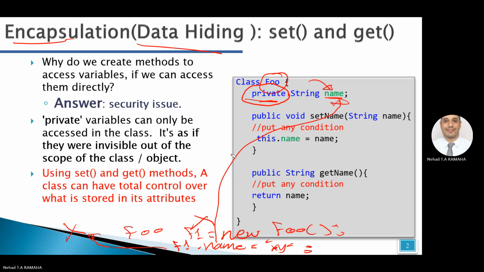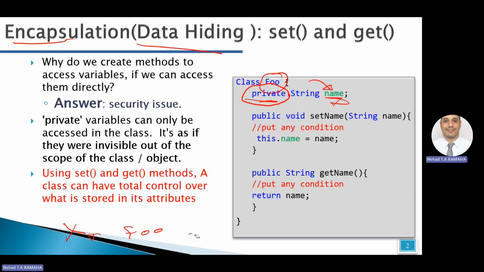Okay, what we usually do if we want some other classes or code to reach our data is we allow a method. Why do we allow a method? Because the methods or functions inside the class can reach the private data.